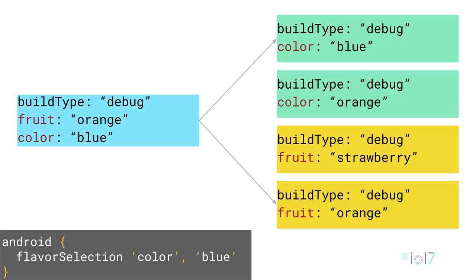And it's the same thing, right? Here, to make it work, you have to set a flavor selection. And in order to do that, you need to not just give us blue, but you need to give us color blue so that we can properly set that new attribute on the configuration, and then it just works out of the box.